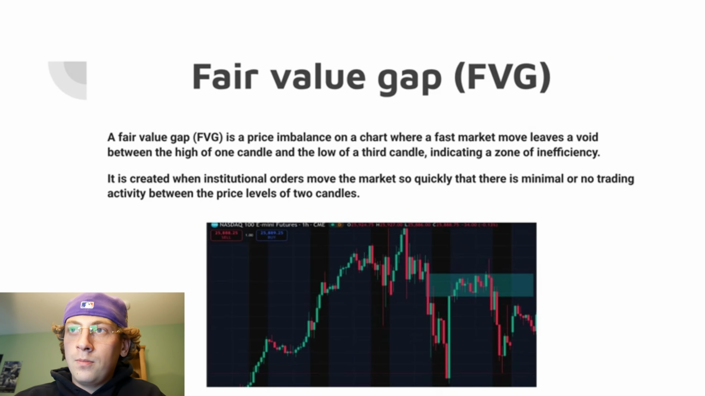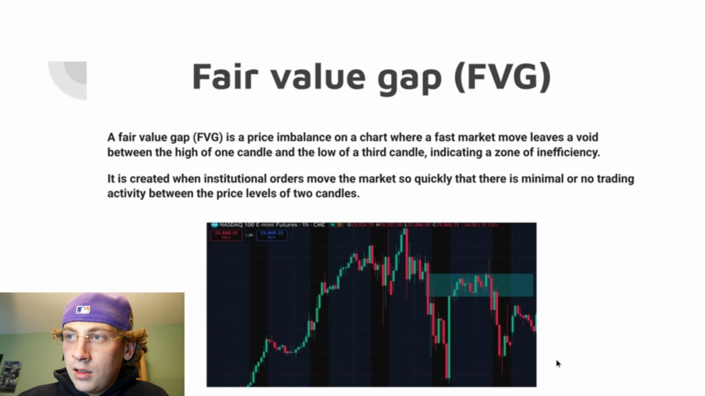So the first term, fair value gap. A fair value gap is a price imbalance on a chart where a fast market move leaves a void between the high of one candle and the low of a third candle, indicating a zone of inefficiency. It is created when institutional orders move the market so quickly that there is minimal or no trading activity between the price levels of two candles.